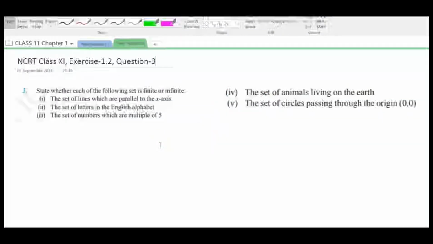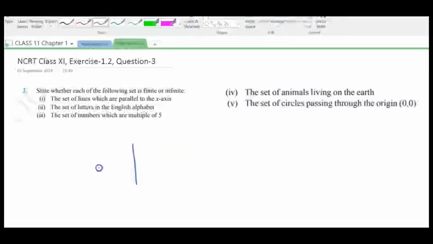Again, in question 3 also, they are asking us to state whether each of the following sets is finite or infinite. They are just asking to state this. Now, if you need to solve the question, then we will solve it, just so that you guys can understand the concept. State whether, okay, so the first part is the set of lines which are parallel to the x-axis.